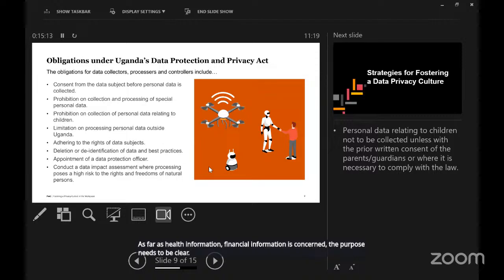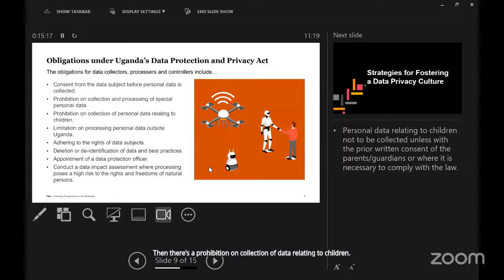Then there's a prohibition on collection of data relating to children. So if you have information relating to children, there needs to be consent from the parent. And if you don't have that, then there's a potential breach of your obligations.